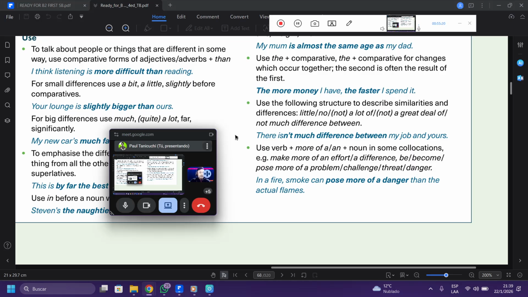I know that it was a lot of information, but we have to practice this. We use the following structure to describe similarities and differences with little, no, not a lot of, and not a great deal of, which means a lot of, and not much difference between. For example, there is not much difference between my job and yours, or my current job and the previous one. One more time. Tell me your examples, please.